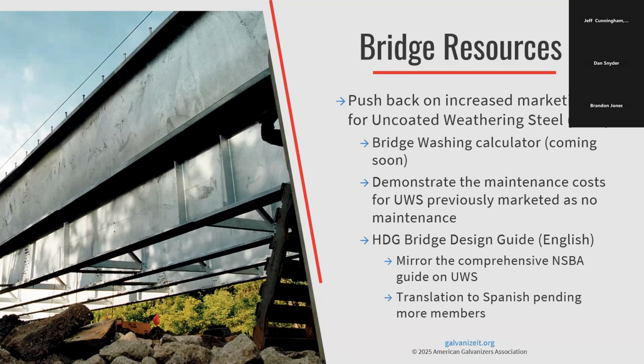This demonstrates the maintenance cost for uncoated weathering steel versus galvanized steel or even paint or powder coat. They're marketed as maintenance-free, kind of like galvanized steel, but they have to wash these bridges because, especially with a lot of chlorides or road salts, it can be pretty corrosive for weathering steel. So we have a bridge washing calculator available now. It adds another factor to think about when specifying between weathering steel and galvanized steel. So definitely check that out.